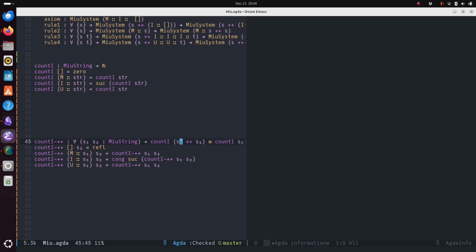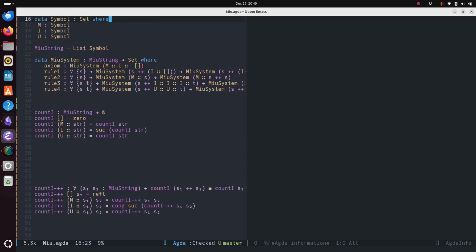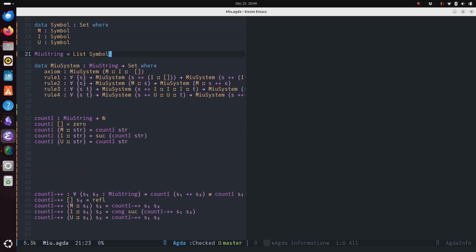Alright, before we look at the proof itself, I want to pause on this symbol right here, the equality. In Agda, equality is not a Boolean test. It is not something that evaluates to true or false. Instead, x equals y is a type. It's a type with two parameters, somewhat similar to what we saw with the list earlier. We earlier saw that list has a parameter symbol. So given the type symbol, we got the type list of symbols, which we are calling MIU string.